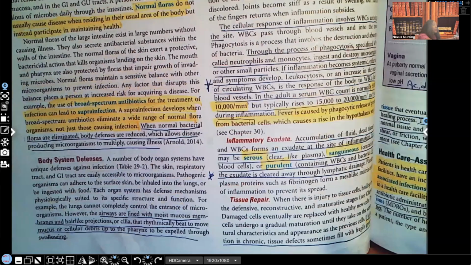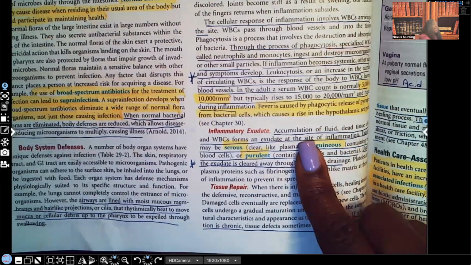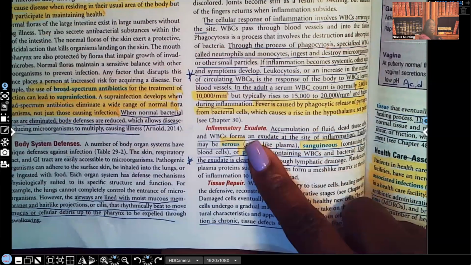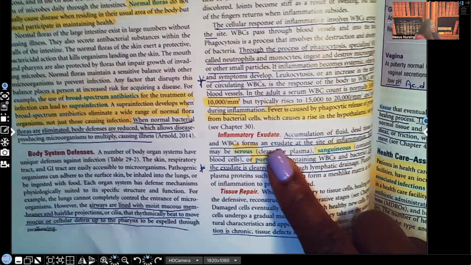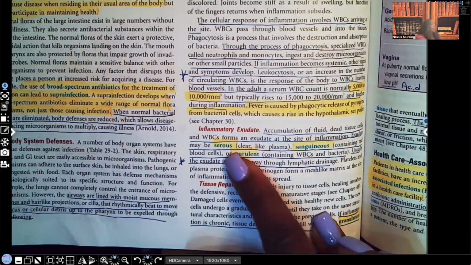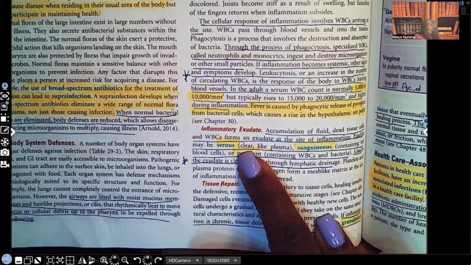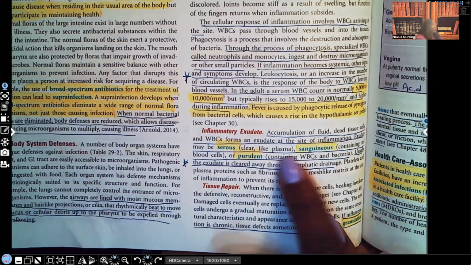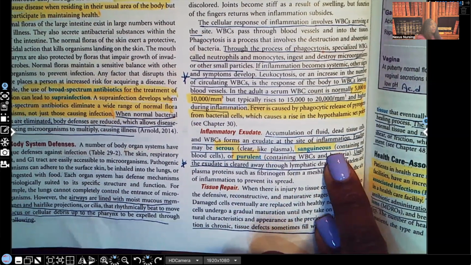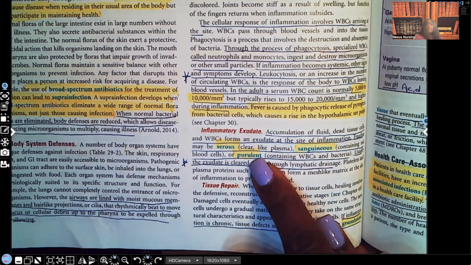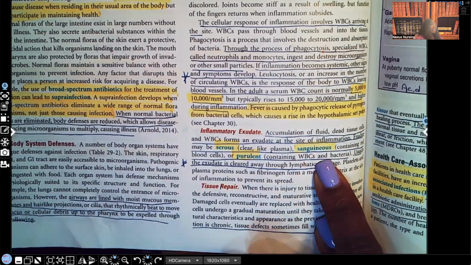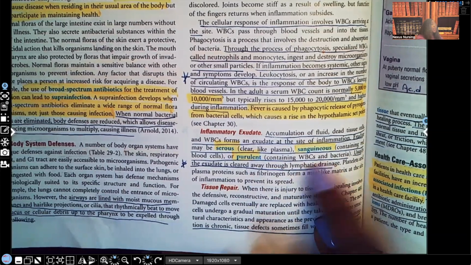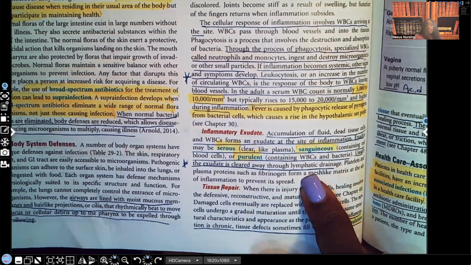Okay, let's talk about exudate. Inflammatory exudate is an accumulation of fluid, dead tissue cells, remember this phagocytosis happening, and WBCs that forms at the site of inflammation. Exudate may be serous, that's when it's clear, like plasma, sanguineous, containing red blood cells, or purulent. Purulent is bad, guys. That means infection, containing WBCs and bacteria. Usually the exudate is cleared away through lymphatic drainage.